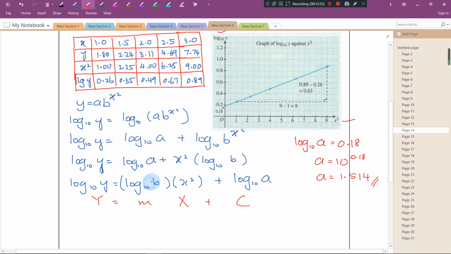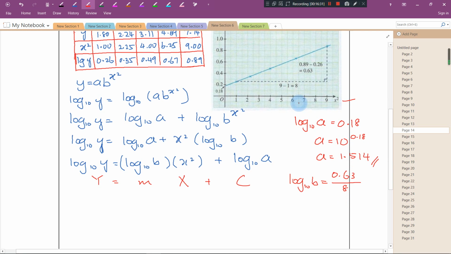Okay, so now let's try to get the value of b. We know that this is actually the gradient, so you can choose any 2 points that fall on the straight line to calculate the gradient. Or you can also choose any 2 points, then draw a small triangle to get the gradient of that graph. I will just follow this answer. According to this graph, the gradient is 0.63 divided by 8. So 0.63 divided by 8, you will get 0.07875.